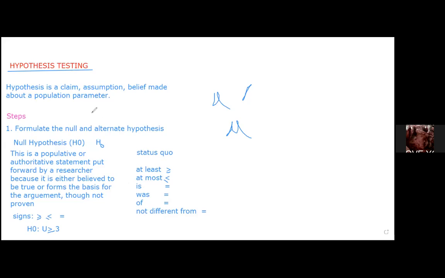Now let's proceed to the other type of hypothesis, the alternate hypothesis. The alternate hypothesis is represented with HA, H sub A. The A is a subscript. That is the sign for the alternate hypothesis. And we have said that the alternate hypothesis is the opposite of the null hypothesis, and it seeks to challenge the null hypothesis.